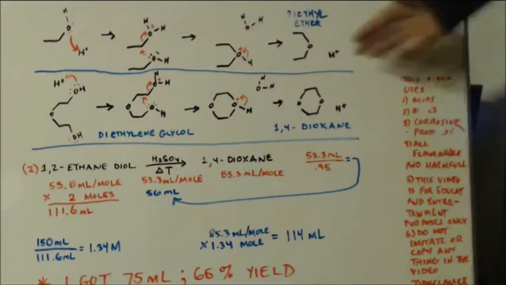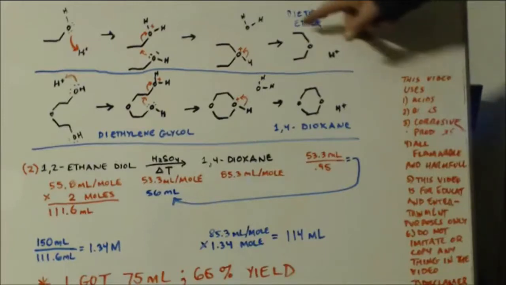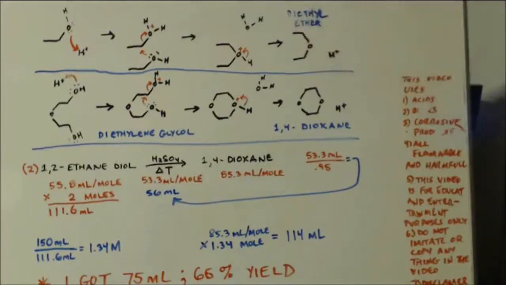So you have this hydrogen sulfate that pulled off, that's the anion. That's why we call it the catalyst, because it doesn't do anything. I mean, it does something, but it comes back. It doesn't get used up, theoretically. So here's your product, diethyl ether.